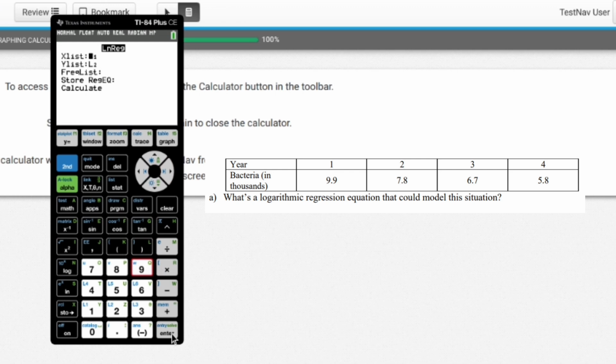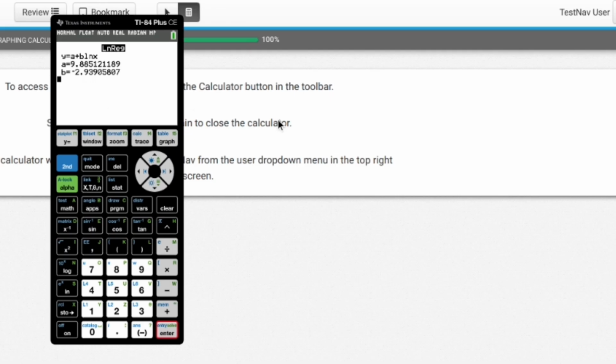Now, for part C, I'm going to need this equation again. So to store the regression equation, I'm going to go to vars, y vars, and then hit enter, enter, and now it's stored. But I need to write it out. It's gross, but we're going to round it to 3 decimal places. So this is saying y equals 9.885 plus negative, so minus 2.939 ln of x.